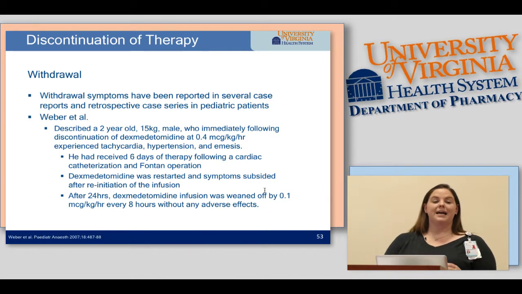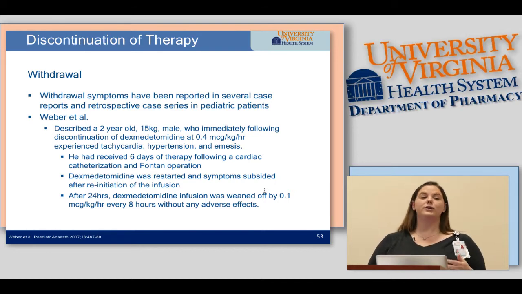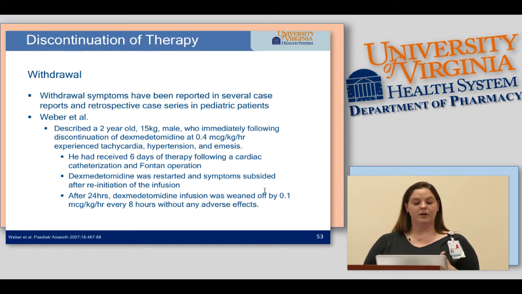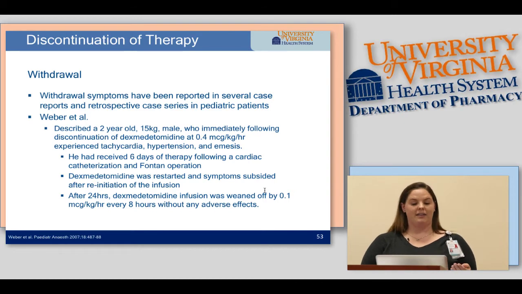Withdrawal symptoms have been reported in several case reports and retrospective case series in pediatric patients. Weber et al. is an example. They described a 2-year-old, 15-kilo male who, immediately following discontinuation of dexmedetomidine at 0.4 mics per kilo per hour, experienced those symptoms of withdrawal: tachycardia, hypertension, and emesis. This patient had been receiving therapy for 6 days, and this was following a cardiac cath and a Fontan operation.